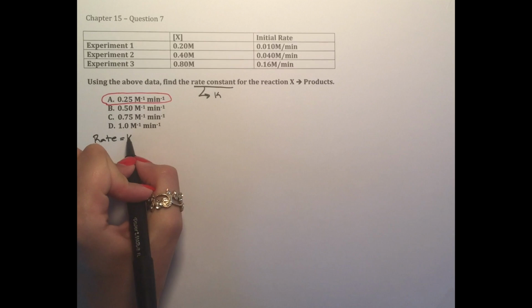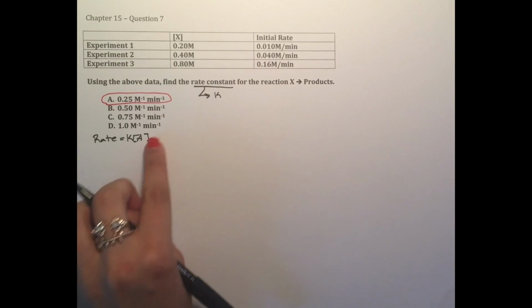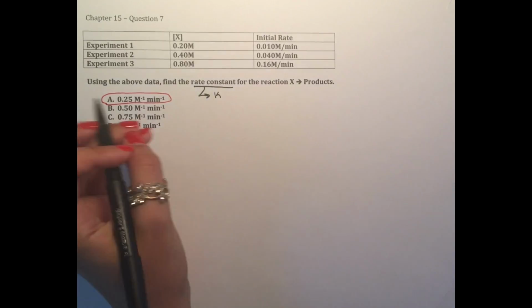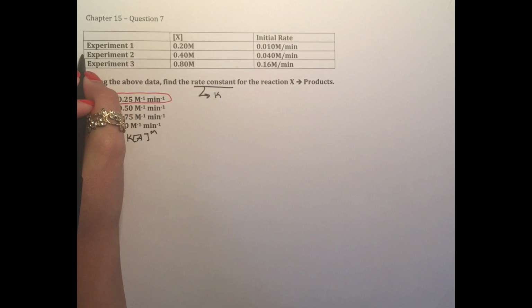So rate equals K times A. We only have one reactant, so we're only going to have one thing in brackets to the M. Now what we're going to do is solve for K by making a proportion. So we can choose any two experiments. Just randomly, I'm going to choose experiment 3 and experiment 2.